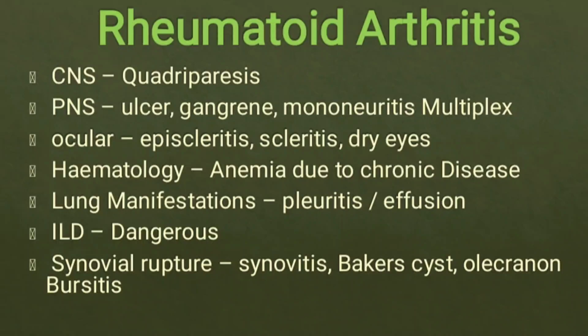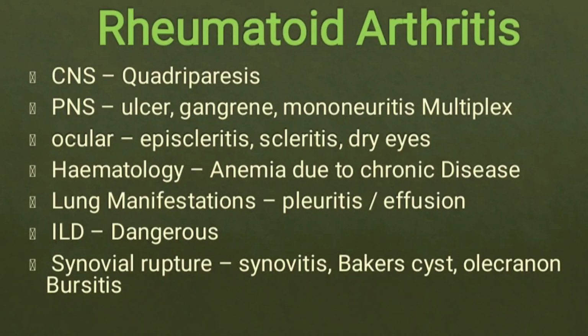And we also see hematological manifestations which cause anemia of chronic disease in the patient. And lung manifestations mainly include pleuritis with or without effusion, interstitial lung disease, and synovial involvement is also seen in the form of synovitis, Baker cyst, and olecranon bursitis.